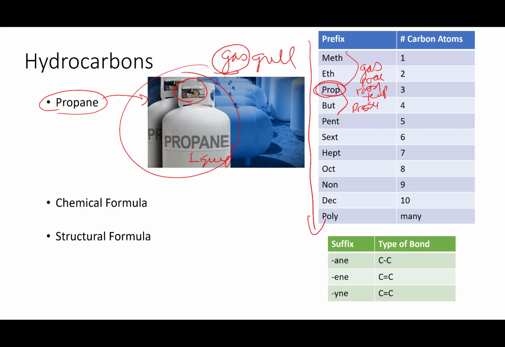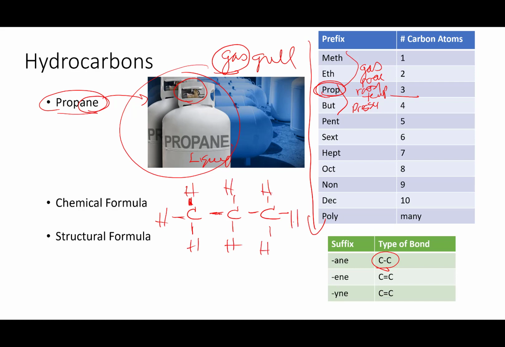So prop means 3 carbons. So we're going to have 1, 2, 3. The ane means single bonds, and we surround them with 4 bonds to each one, and we fill those with hydrogen. So 1, 2, 3, 4. 1, 2, 3, 4. And then 1, 2, 3, 4. Fill all those with hydrogen. Draw hydrogens all the way around those.